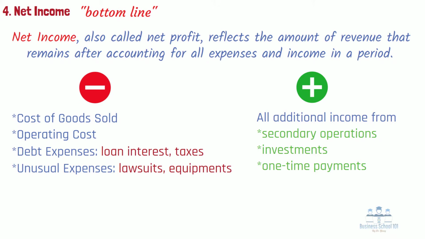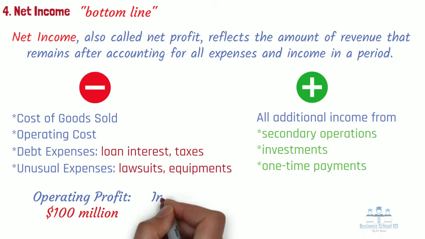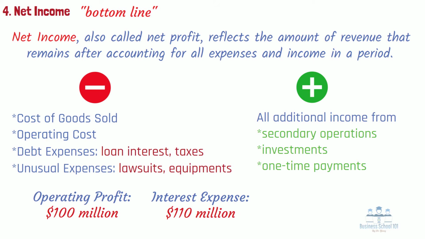It's important to note that a company can generate a positive number for operating profit, but have a loss or report negative net income. For example, a company generates $100 million in operating profit, but if the interest expense was $110 million for the period, the company would record a $10 million loss in net income, despite producing $100 million in operating profit.